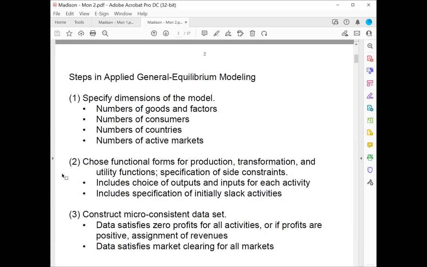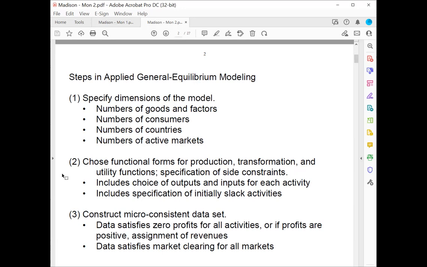First of all, specifying the dimensions of the model, and that may be given to you by your data. How many goods are there and factors of production, number of consumers or different household types, number of countries, number of active markets, and so forth. A market, by the way, can be a trade link between two countries in one good. You can think of that as a good. A technology allows a good produced in one country to be supplied to consumers in another country.